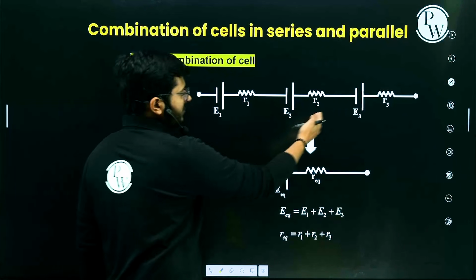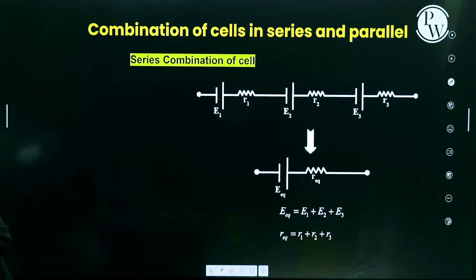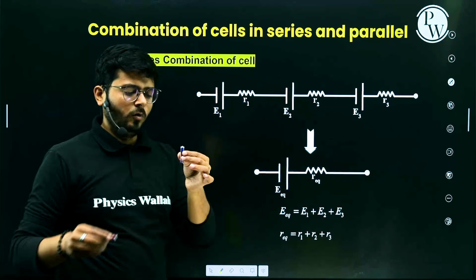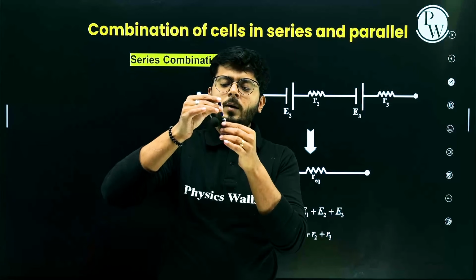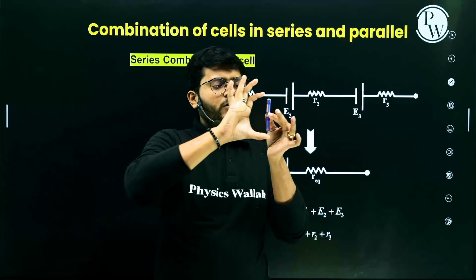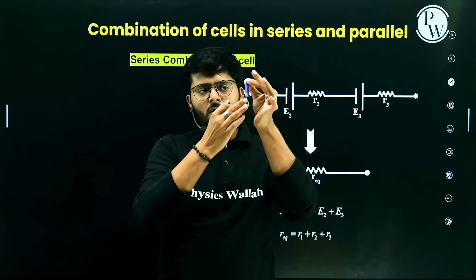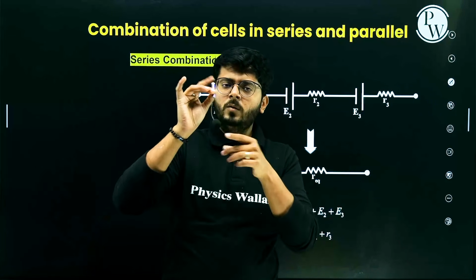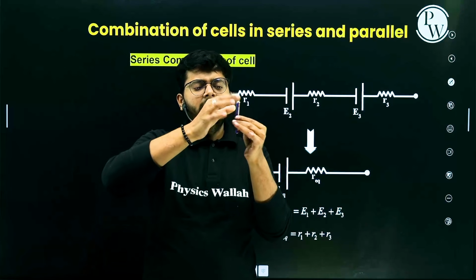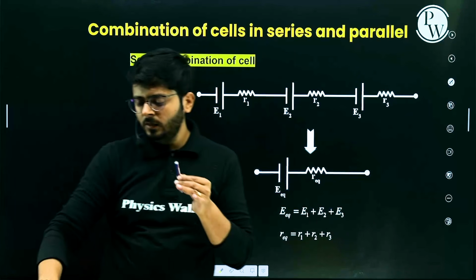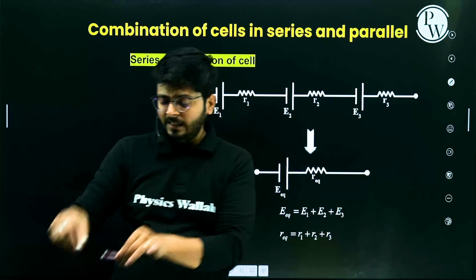In this situation, EMFs are added up. Just like that, if this is one battery of 1.5 volt, the positive of this battery is connected with the negative of the other one. Now across this terminal, the net EMF is E1 plus E2. If this one was offering EMF E1, this one was offering E2 alone. But when you put them positive and negative side by side, now the whole thing is offering E1 plus E2. Similarly, now the whole thing is offering E1 plus E2 plus E3. I believe the idea is very clear.